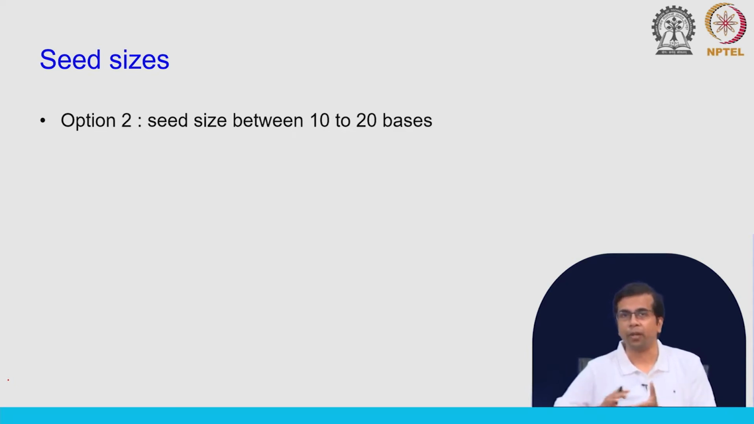Option 2 is probably to look at a seed size that is between 10 to 20 bases. Again, this can vary depending on the read length that you work with, and researchers have experimented with different read lengths and have seen what works best for whatever read size you are working with.